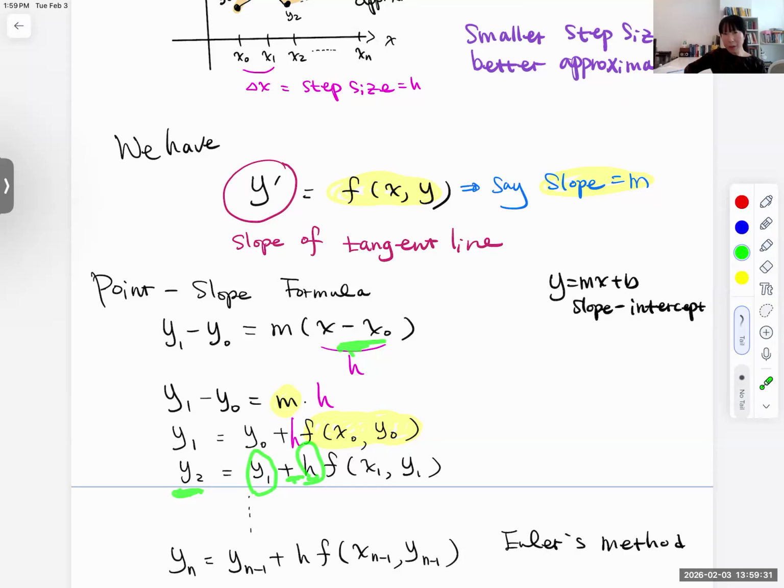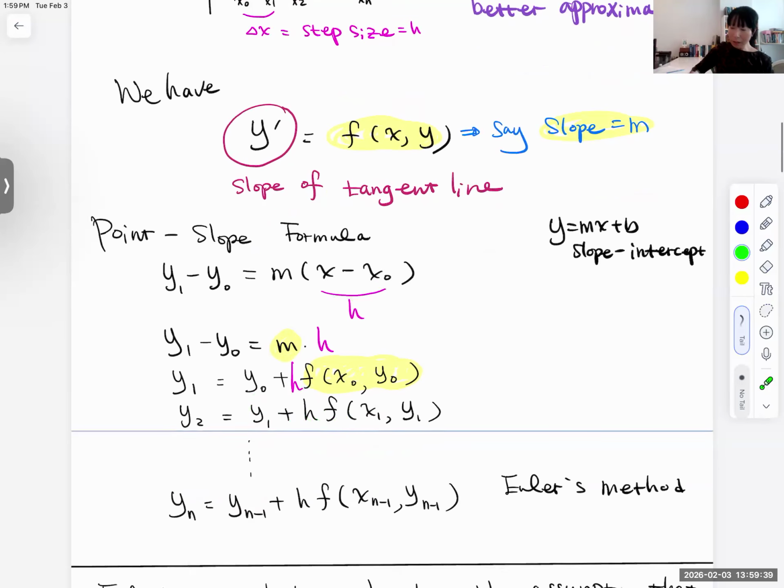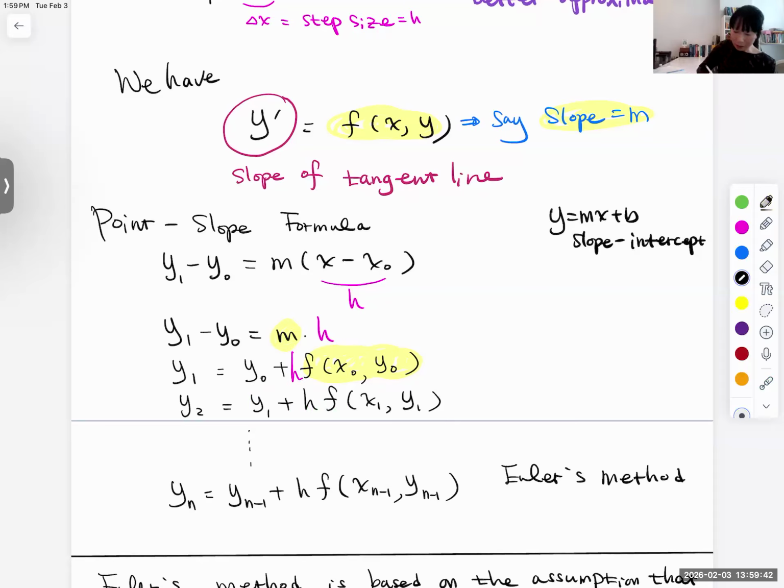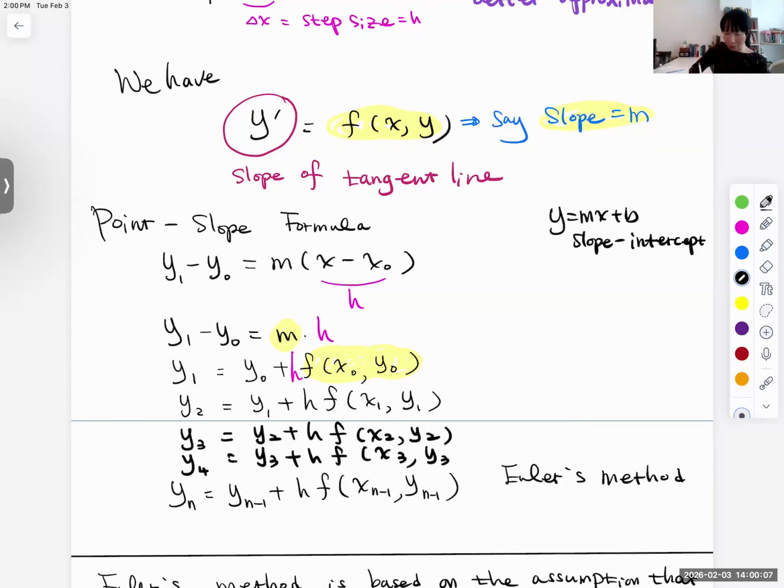in x, which is the step size. And we are using f of x sub 1, y sub 1. And then next one will be y sub 3 equal to y sub 2 plus h times f of x sub 2, y sub 2. Next one will be y sub 4 equal to y sub 3 plus h times f of x sub 3, y sub 3. Now we can do more.